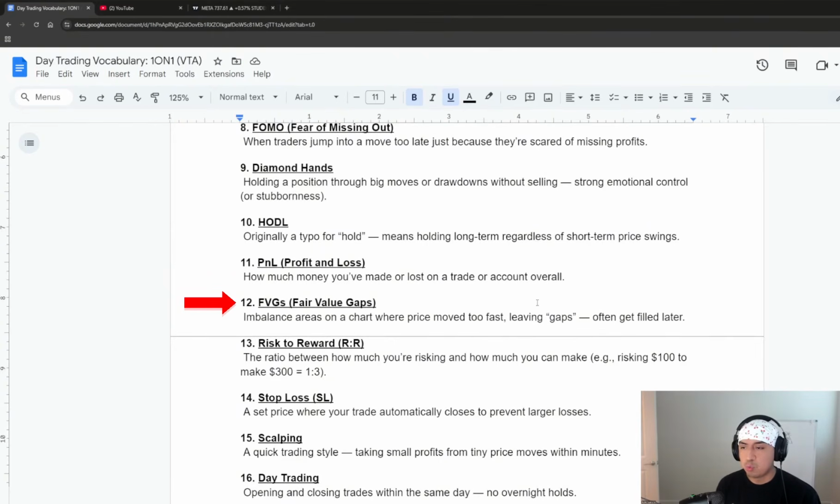Number 12, FVGs, fair value gaps. Imbalance areas on a chart when the price moved too fast, too quick, leaving behind gaps that often get filled in later. So let's look at an example over here.